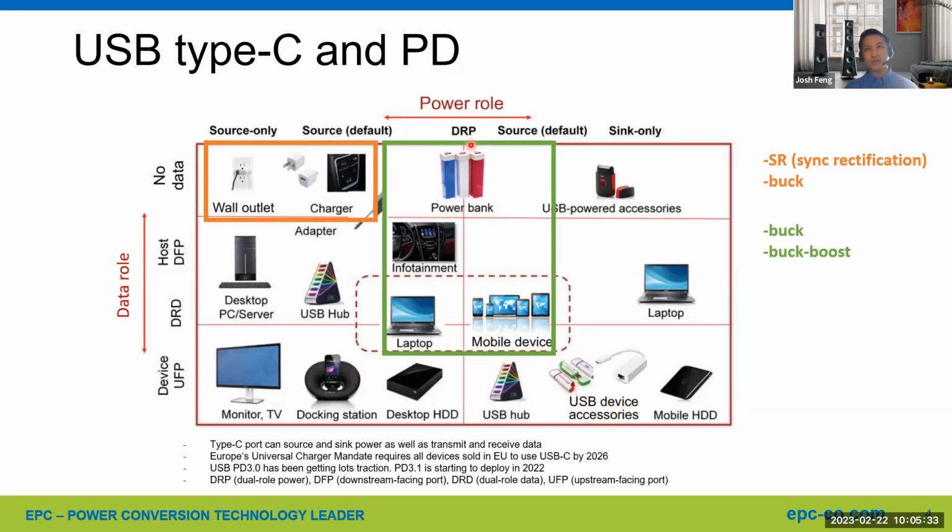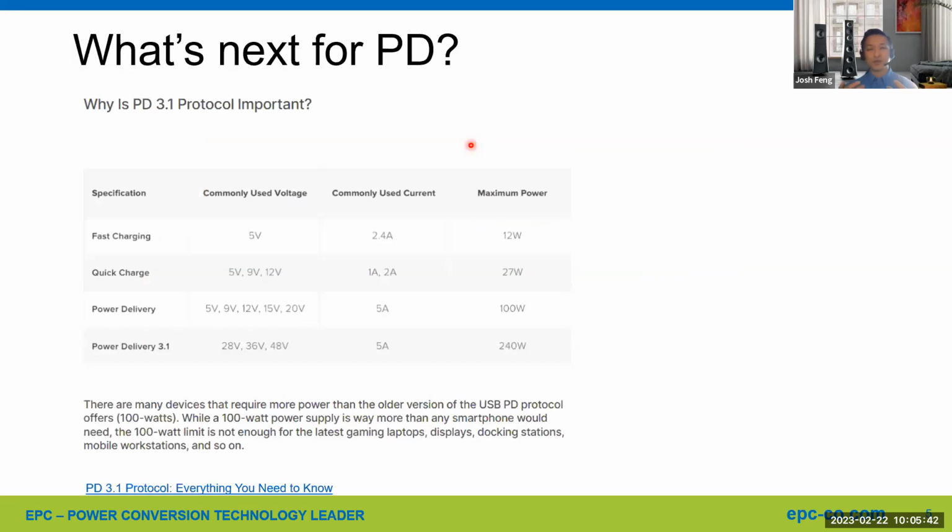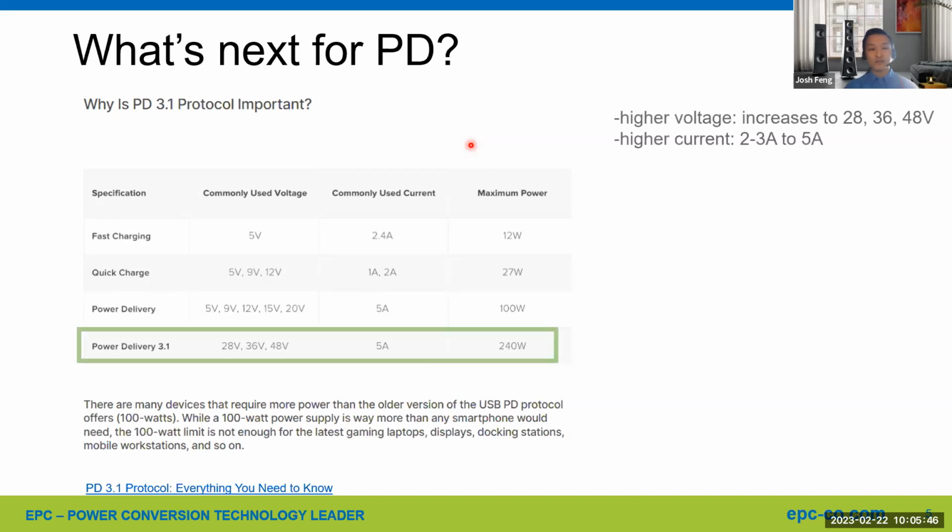Now, the question is, okay, great, 3.0 is good. What's next for PD? This is a refresher for the audience who are not familiar with PD. The next move is actually PD 3.1, and the current will be increasing from a conventional 2 to 3 amps to 5 amps. The voltage side will increase to 28 volts.